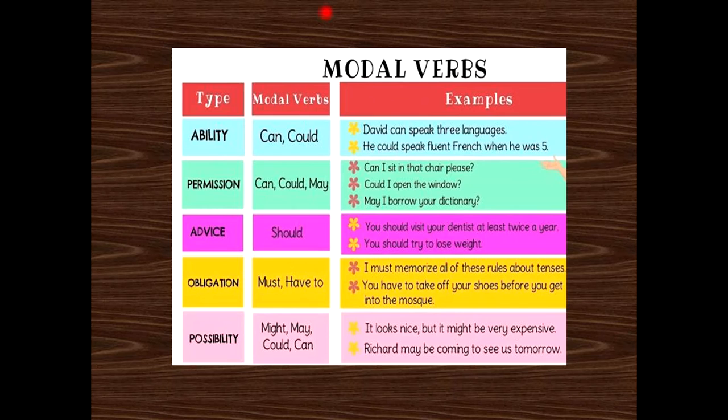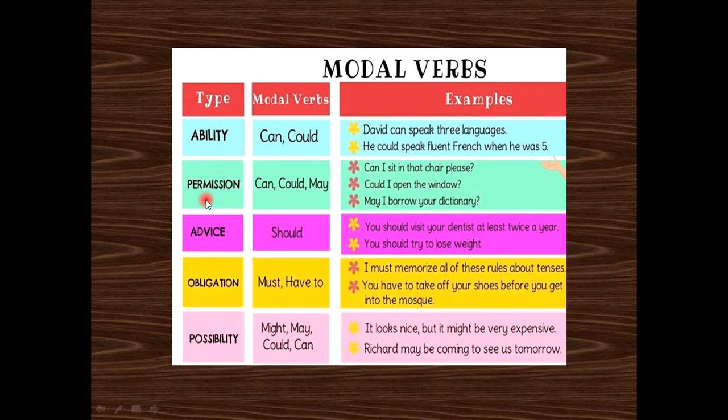Now let's move on to the modal verbs. For example, words like can, could, may, should, must, have to, might, may, can, could, all these are modal verbs. We can call them modal auxiliary verbs as well. These are kind of helping verbs as well.